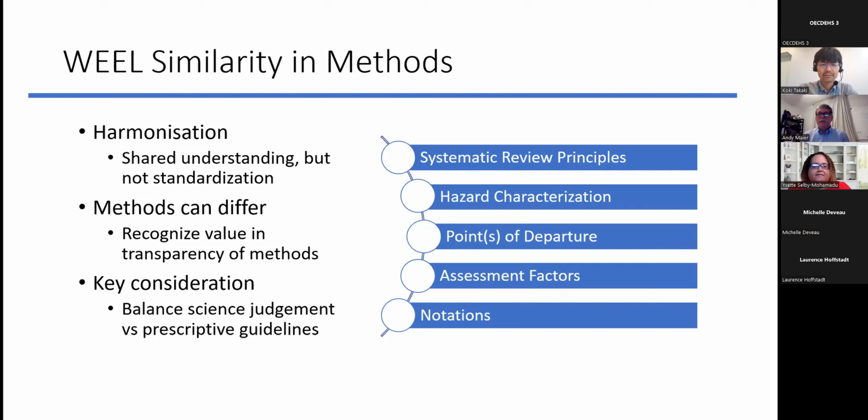Now, for the WHEEL committee, one of the things we really considered in documenting our science methods was a balance between allowing for science judgment and providing resources on the tools that one might use, versus being very prescriptive. So we lean more into providing general frameworks and sets of tools and precedent, but not being too prescriptive, because each chemical has its own unique issues and considerations.